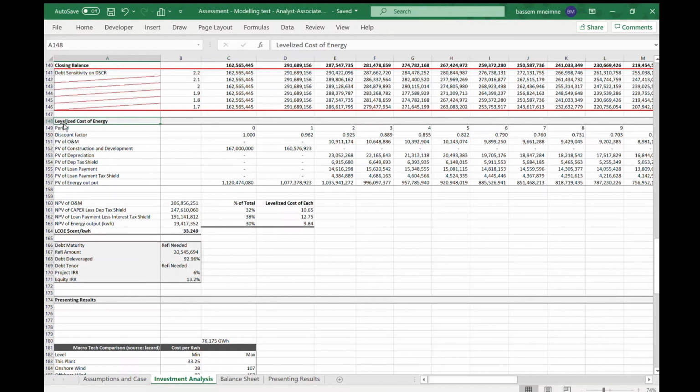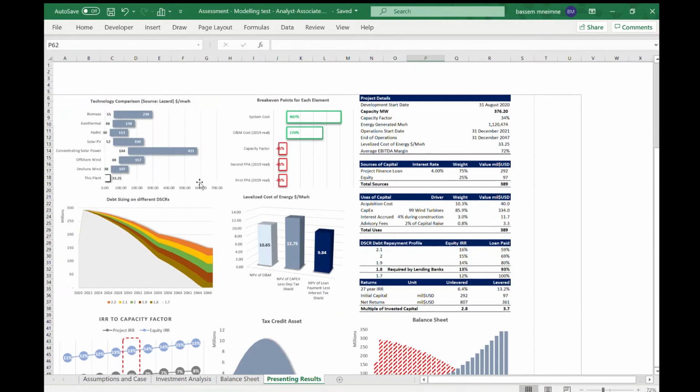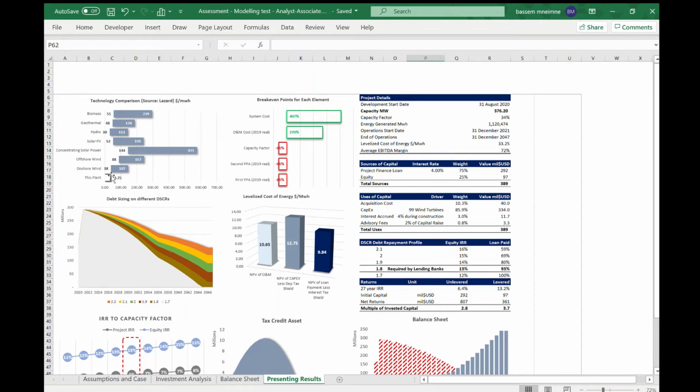Under it, I included the levelized cost of energy. The reason why I included that, I usually do that because I want to include something extra for the assessment so that I can show the team I did some extra research. Later on you will see that I include a graph in which I compare the levelized cost of energy of this plant to other technologies. I got that from Lazard. So this signifies that you are able to do further research than what is required.